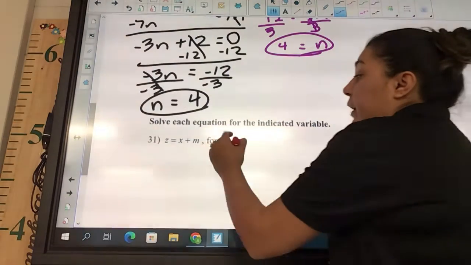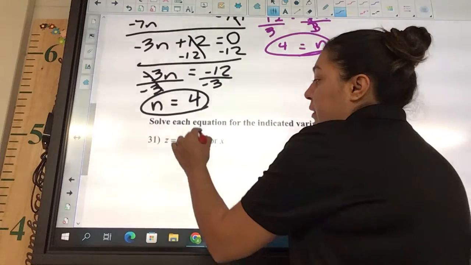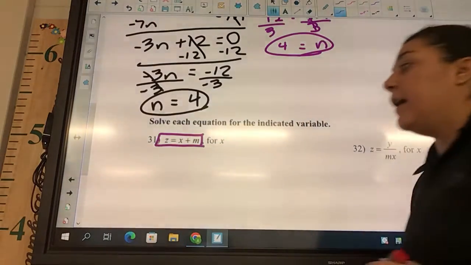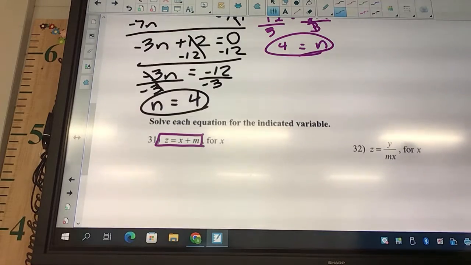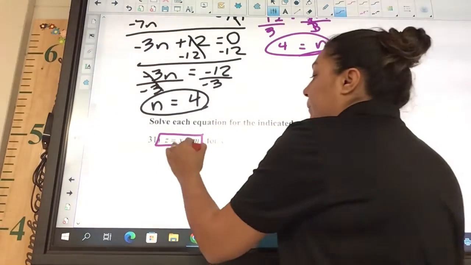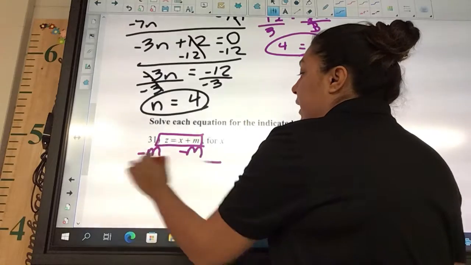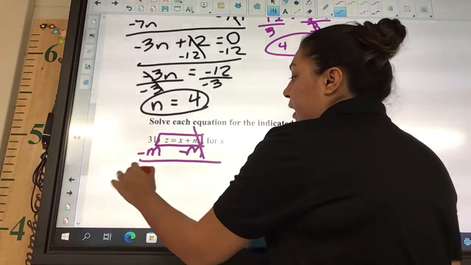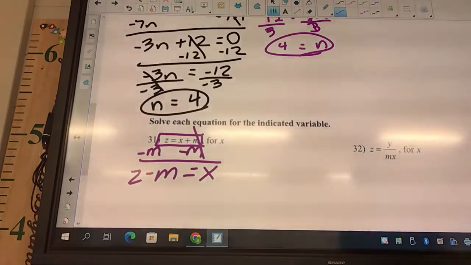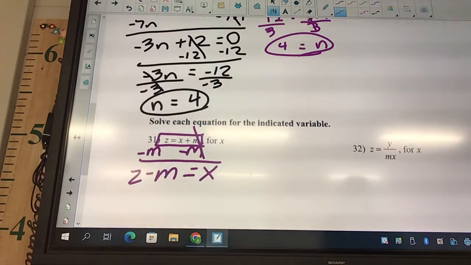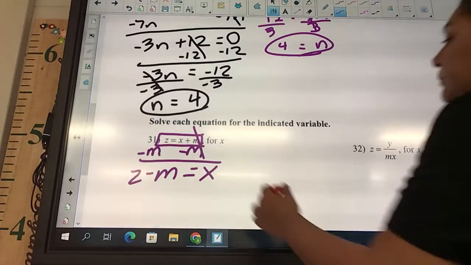So you can kind of ignore, not this part, but this is the only part we're solving out. So how do I get x by itself? Subtract m. And if I do it to one side, I got to do it to the other side. So on this side, I'm going to get z minus m equals x. Is x by itself? Then we have solved for that indicated variable.